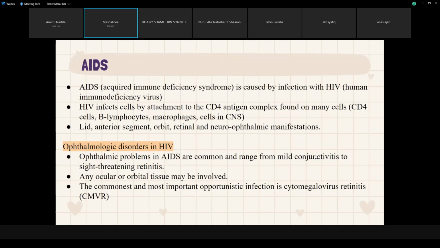Okay, next is AIDS. So for AIDS, we know AIDS is caused by infection with HIV virus, and usually the ophthalmic manifestation is at the lid, anterior segment, orbit, retinal, and neuro-ophthalmic. So ophthalmic problems in AIDS are actually very common, and they range from mild conjunctivitis, or they can be sight-threatening retinitis, and any ocular or orbital tissue can be involved. Next.